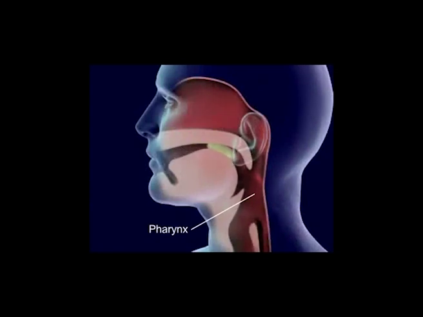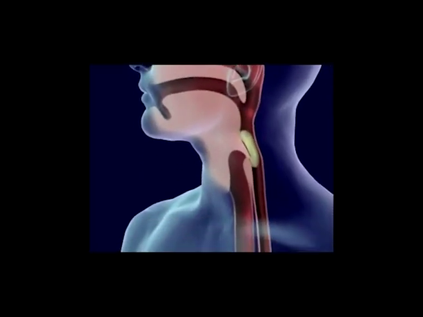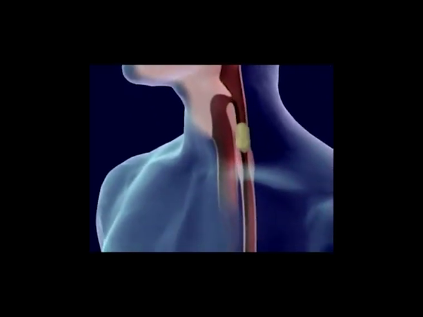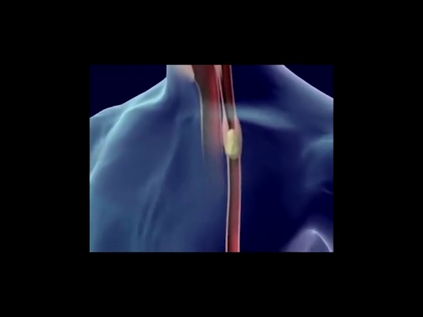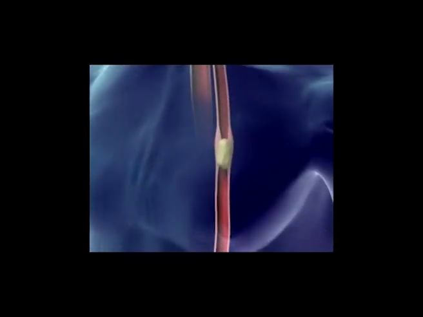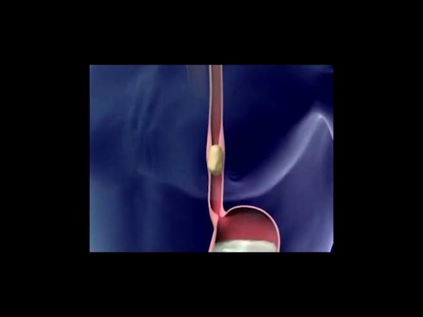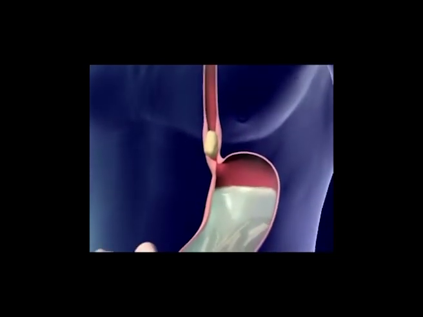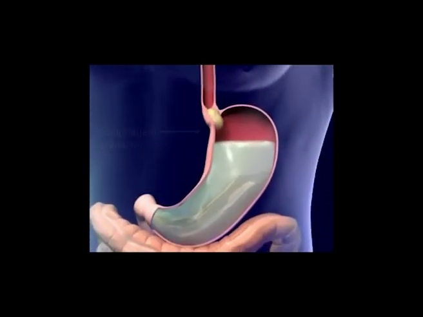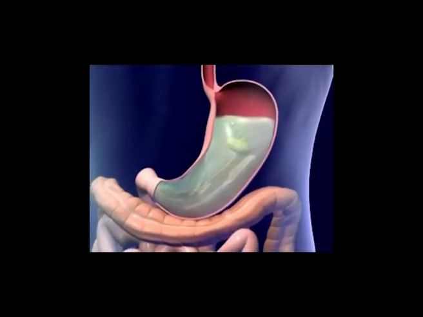Food in the pharynx stimulates the swallowing reflex. The larynx is pulled upward to meet the epiglottis and seal off the trachea. Food goes from the pharynx to the esophagus. Food moves down the esophagus by peristalsis. The peristaltic wave reaches the esophageal sphincter and food enters the stomach.